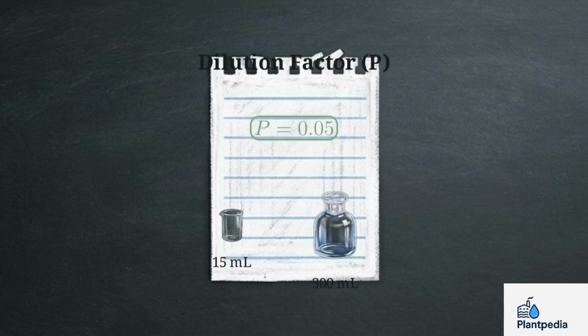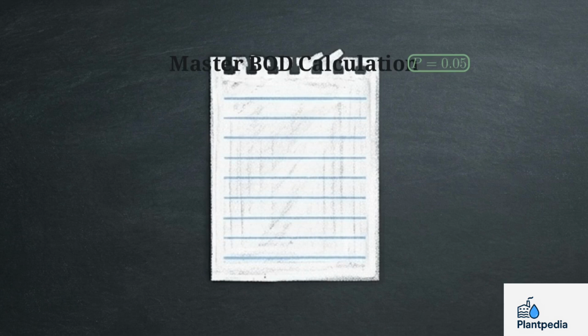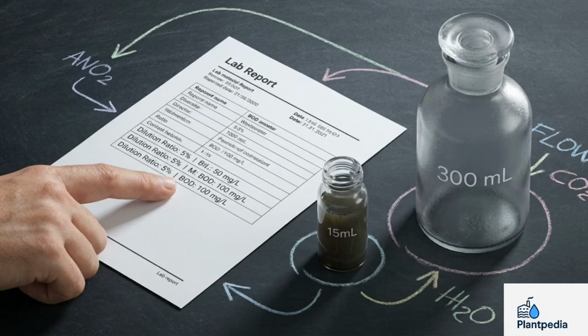Now we view the master calculation. We subtract the final oxygen reading, D2, from the initial reading, D1, and then divide that result by our dilution factor, P. Let's run a hypothetical set of variables. If your initial DO was 8.5 and it dropped to 3.5, the difference is 5. We take that 5 and divide it by our dilution factor of 0.05. The equation resolves to 100. This metric is expressed as milligrams per liter. The calculation factors in the dilution, defining the biological depletion as a specific ratio of the sample size.